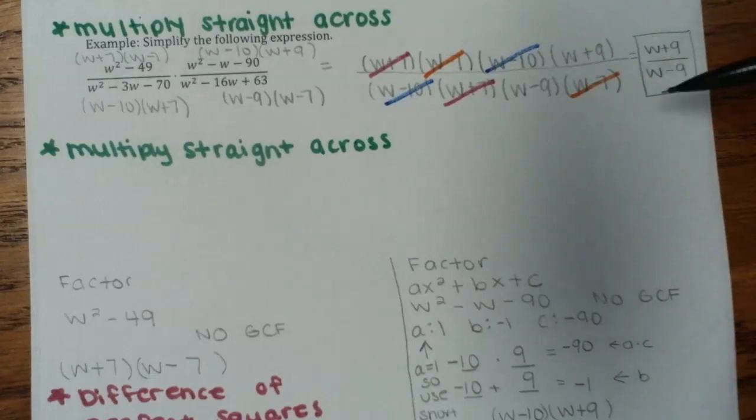Remember, we can't cancel out any of these things because that positive is linking it together as one big factor up top. Same thing, this minus is linking w and 9 together as w minus 9 as a factor. These are not the exact same factors, so it can't cancel. We're done.